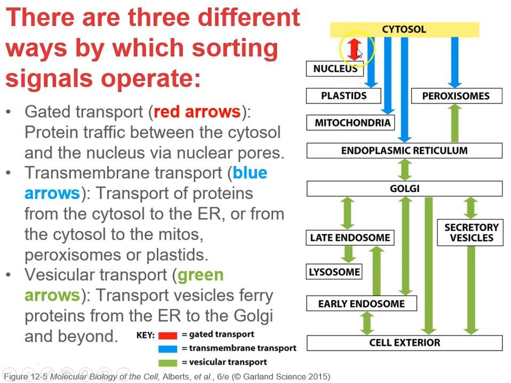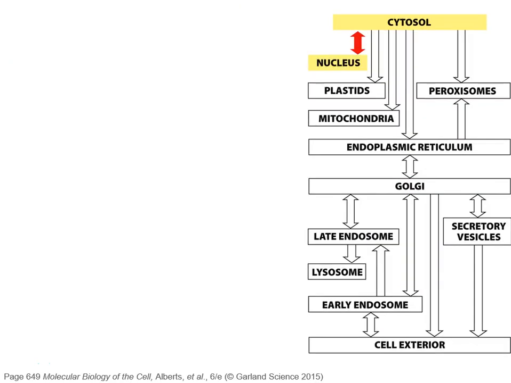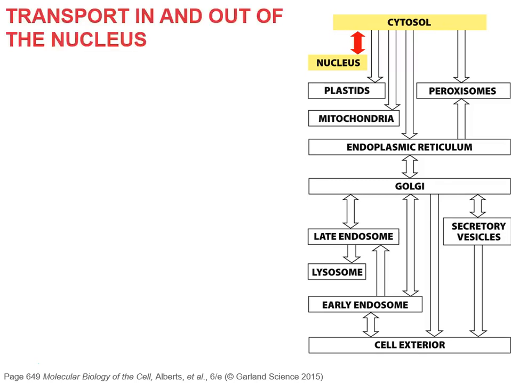Today, we want to talk about gated transport, and that's shown in red in this picture right here. And the arrows are going in both directions. So what that means is that we can transfer material from the nucleus to the cytosol and from the cytosol to the nucleus. So the authors of this book redraw their picture, and they just focus on what we're talking about. So we're talking about moving between the cytosol and the nucleus, and in both directions. So transport in and out of the nucleus.